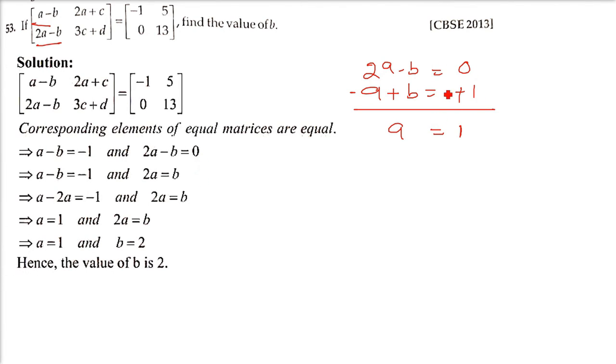Now just put this a in any of these equations because we have to find b. A minus b equals negative 1. A is 1, so 1 minus b equals negative 1. B is equal to 1 plus 1. That is going to be 2. So b is 2. C and d are also there, but you don't have to find c and d. Just b. So b is 2.